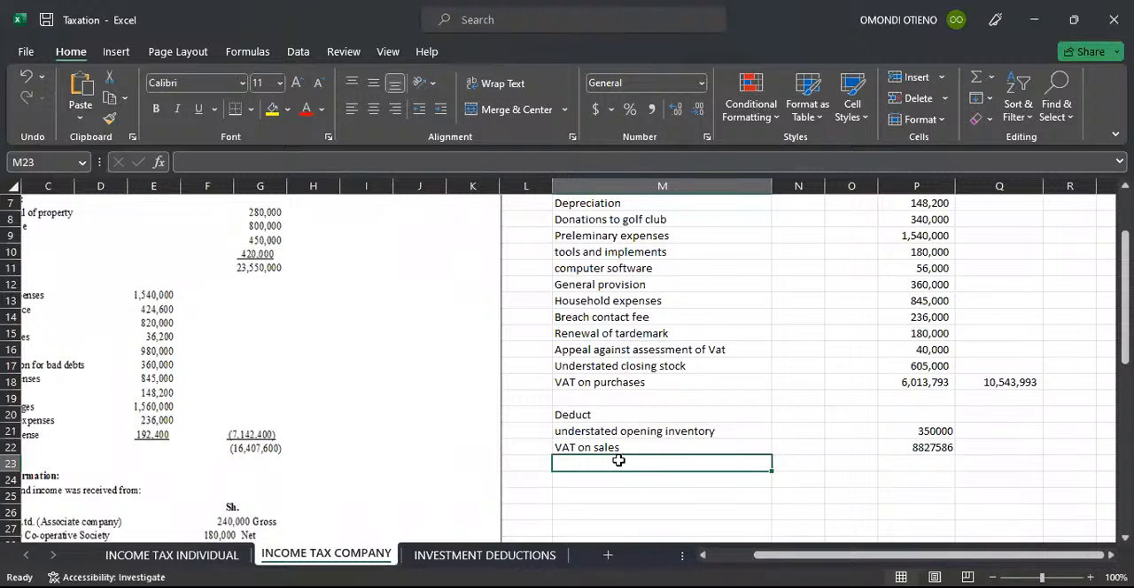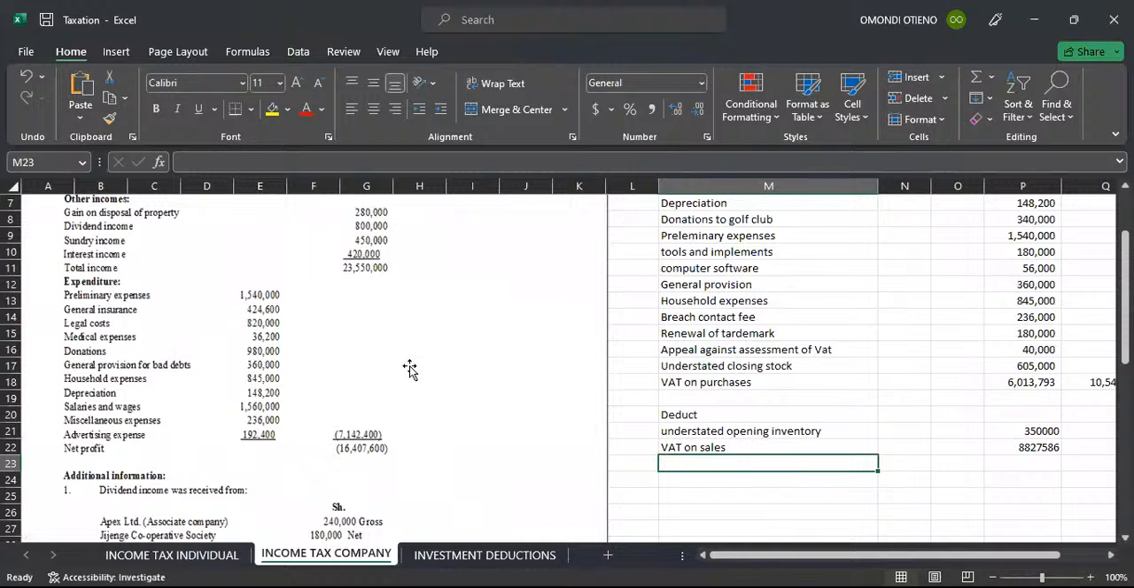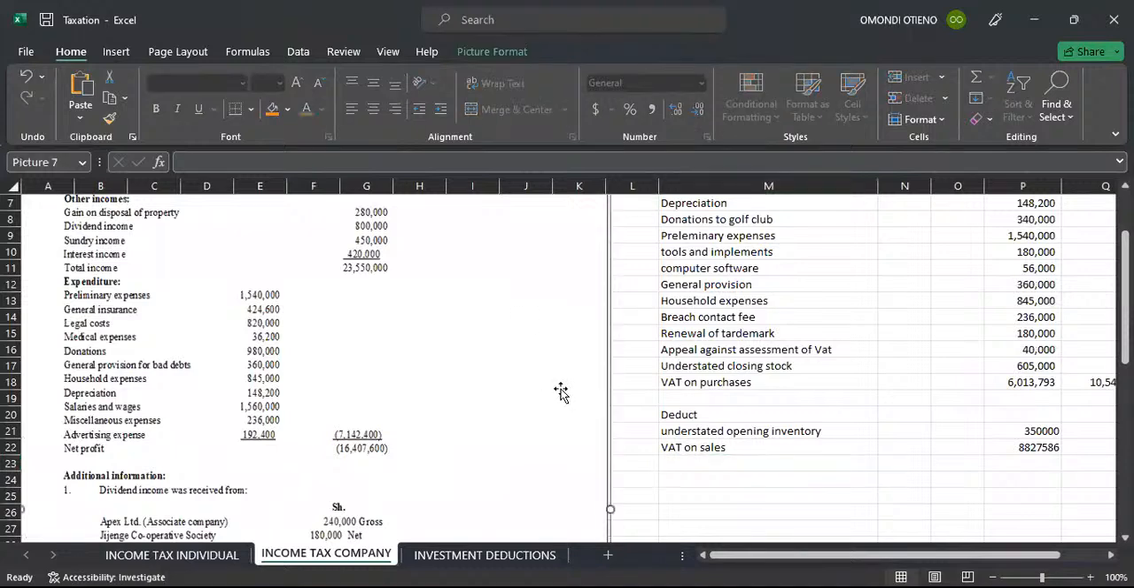By how much? VAT, what percent were we told? What is the rate of VAT? 16%, so that is the answer. 16% is the rate which we are applying there.